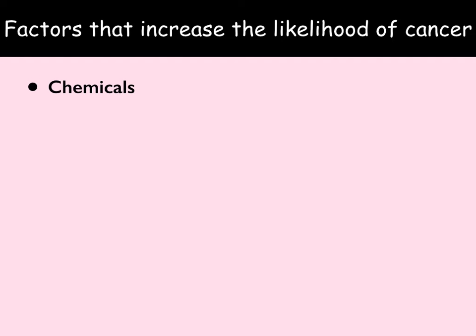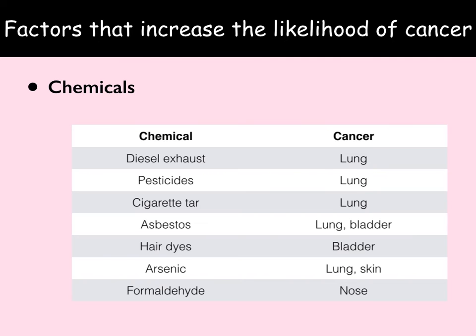Chemicals. Many chemicals have been shown to be carcinogenic, and these damage the DNA. So here's a table of chemical carcinogens and the cancers they may cause. For example, diesel exhaust has been linked to lung cancer. Pesticides, lung cancer. Cigarette tar, lung cancer. Asbestos, lung and bladder cancer. Hair dyes, bladder cancer. Arsenic, lung and skin cancer. And formaldehyde, nose cancer.